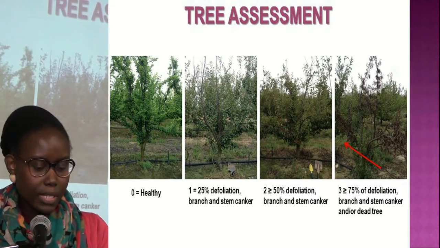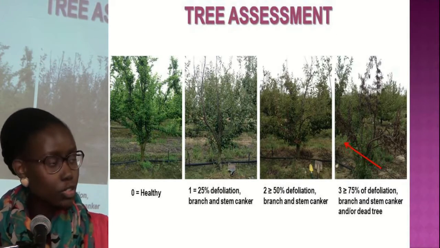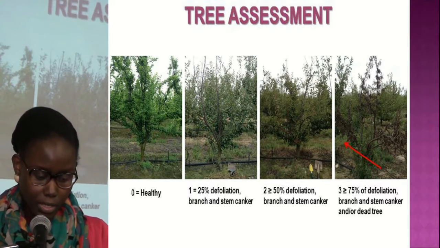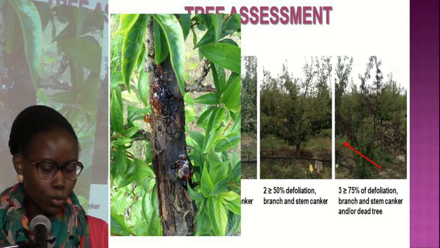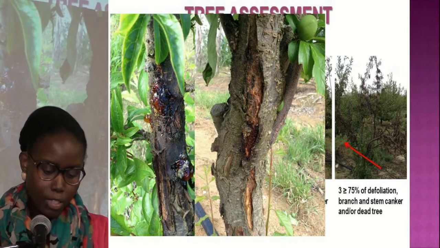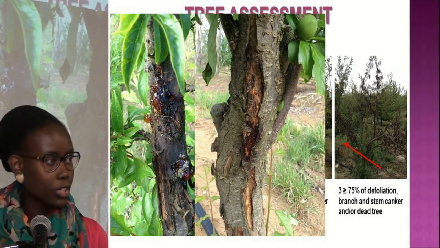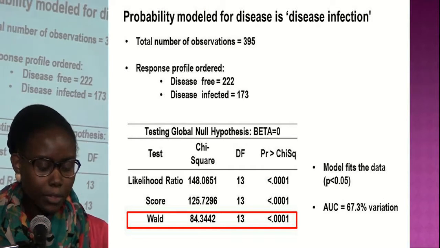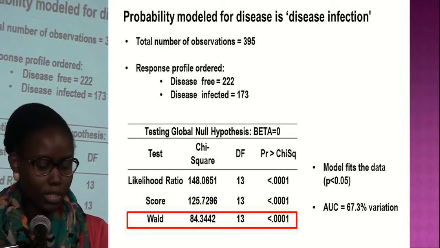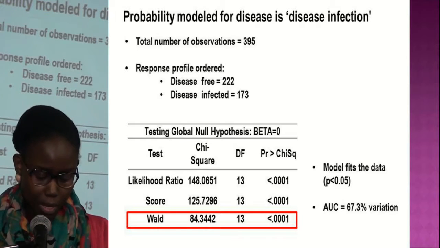In the orchards themselves, we conducted tree assessments using the scoring matrix which appears on the slide. We also looked at the characteristic symptoms such as oozing of gummosis from the cankers, as well as dieback. So I'm just going to jump straight to the results. Logistic regression analyses were performed on the survey observations from the 13 farms.